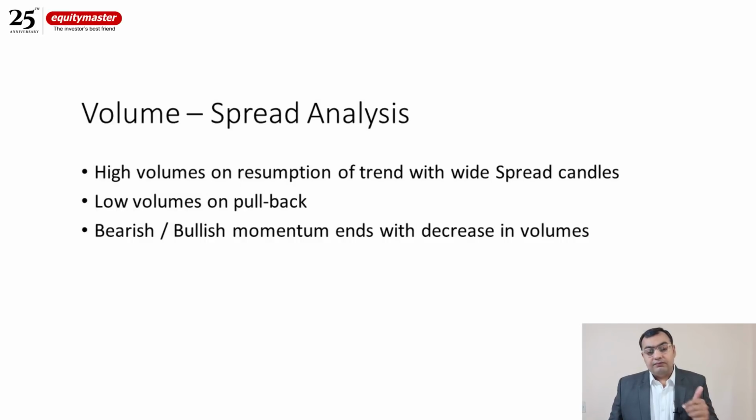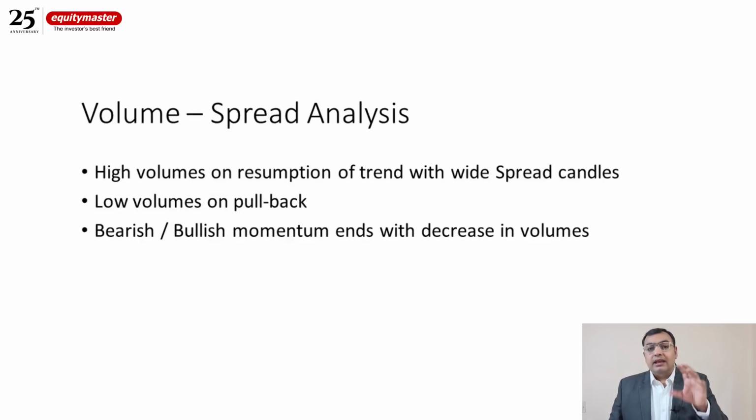First, high volumes on resumption of trend: when the consolidation ends and the trend resumes or a breakout happens, and the spread is very big with volumes, it means the trend has resumed after a consolidation or reversed after a fall. Second, low volumes on pullback is very, very important, and I'll show you an example as well of how this plays a key role.